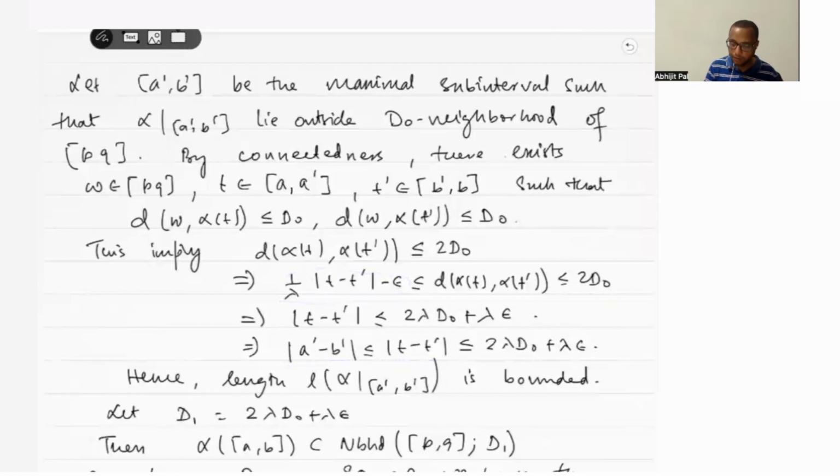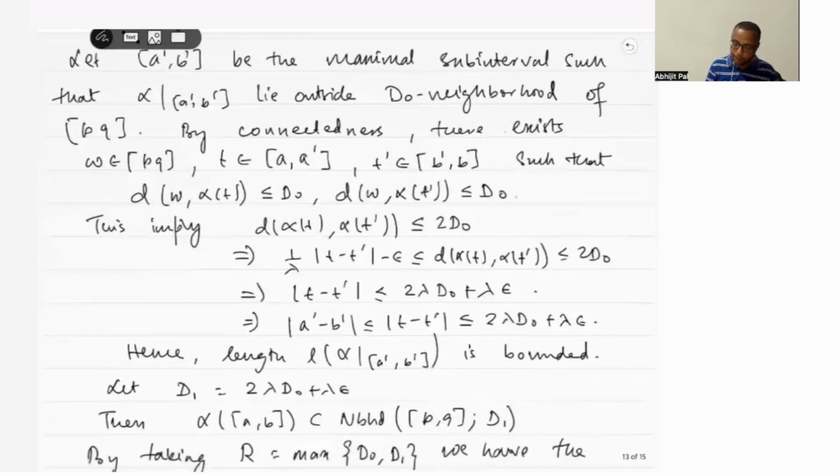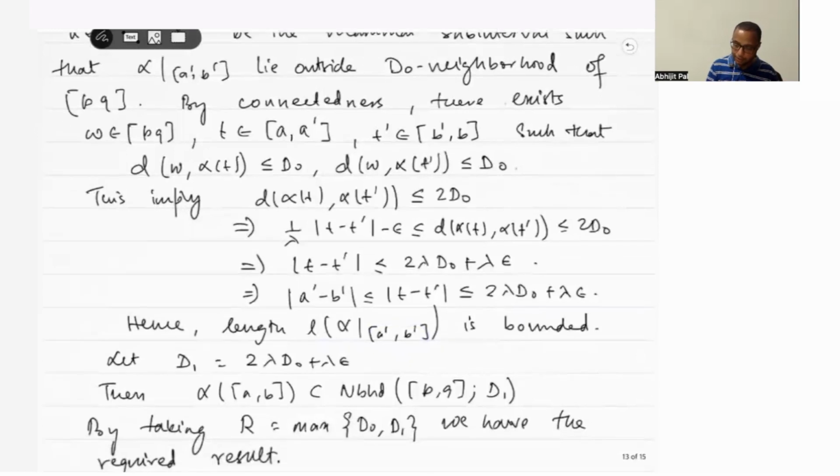So if you draw a picture of it, it will be clear. So I leave it to you to check this. Therefore, the length of this alpha restricted to the interval A prime B prime is bounded, because the length of this interval A prime B prime, which we have proved to be bounded, has a bound that depends only on lambda, epsilon and D naught. D naught again depends on lambda, epsilon and delta. So we have proved that the length of alpha is bounded.